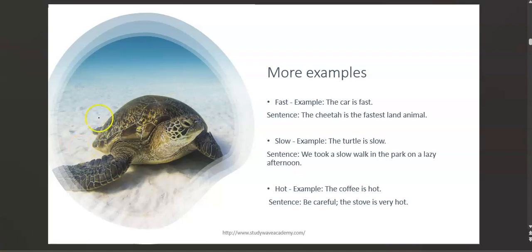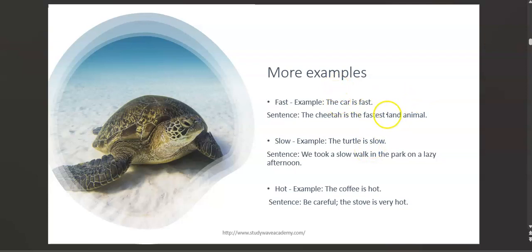Look at this turtle here. This is a turtle. A turtle is different from a tortoise. A tortoise is the one that you find on land, but a turtle is the one that you find on water. It's less on land, okay? So you find it more in the water. So look at this turtle. You'll say something like, the turtle is slow, or we took a slow walk in the park on a lazy afternoon. So this slow, fast, and hot describe or talk more about a noun.